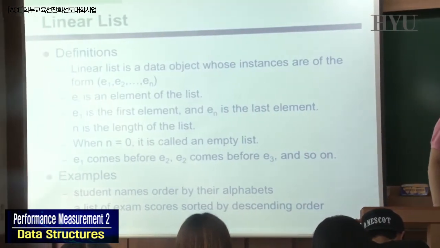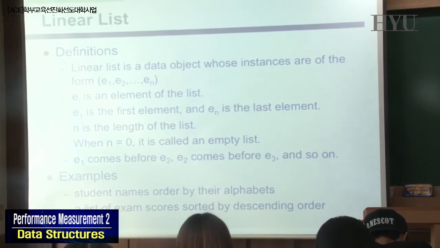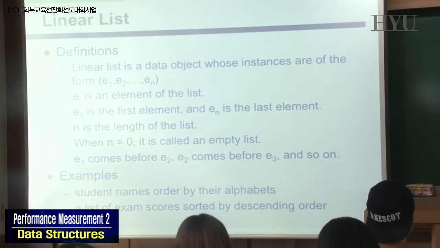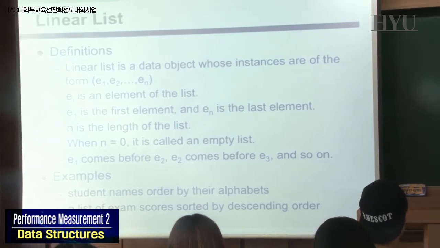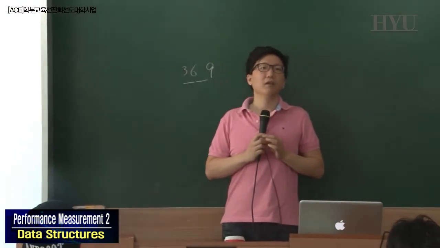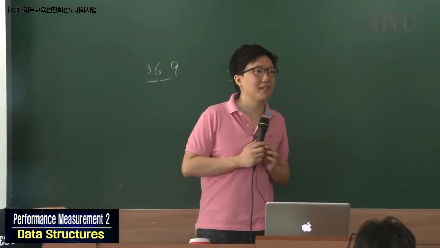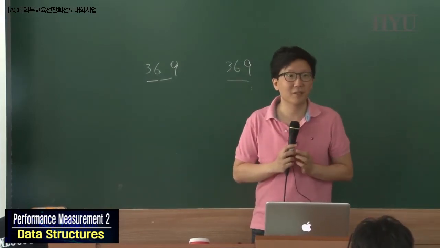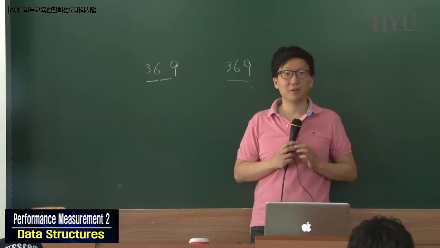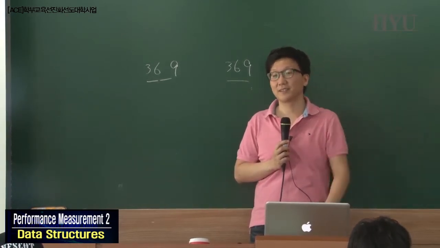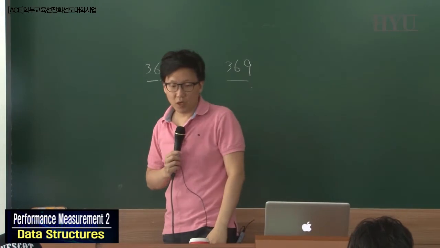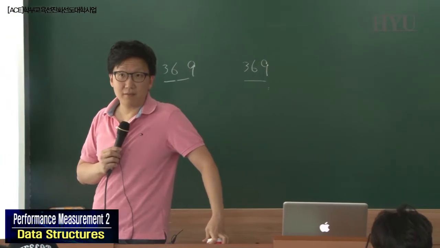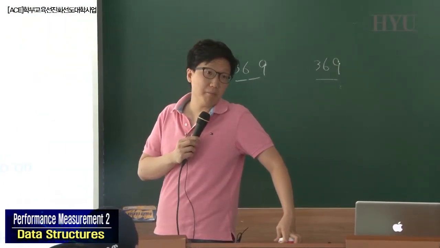Ei is an element of the list. You can define anything. If you'd like an integer list, then each element is an integer. If you'd like a character list, then each element is a character. What else? You could have a list of lists, where each element of that list is itself a list. So you might have a set of lists inside a list. E1 is the first element. En is the last element. n is the length of the list. How many elements do I have in my list?